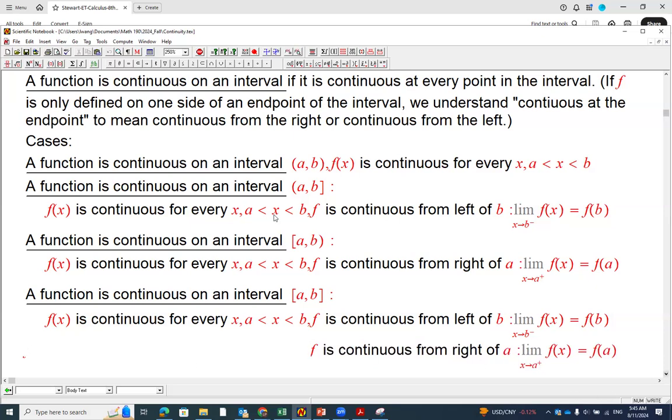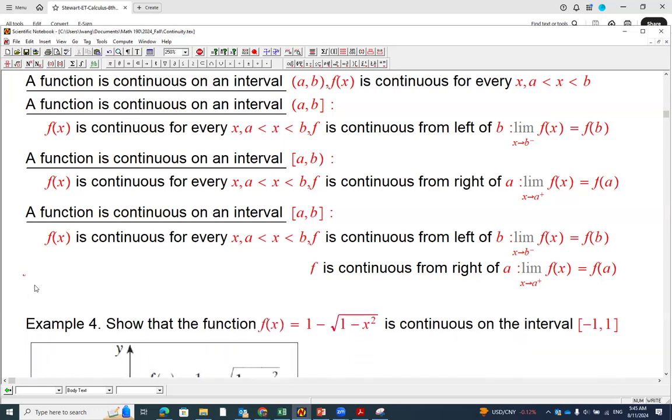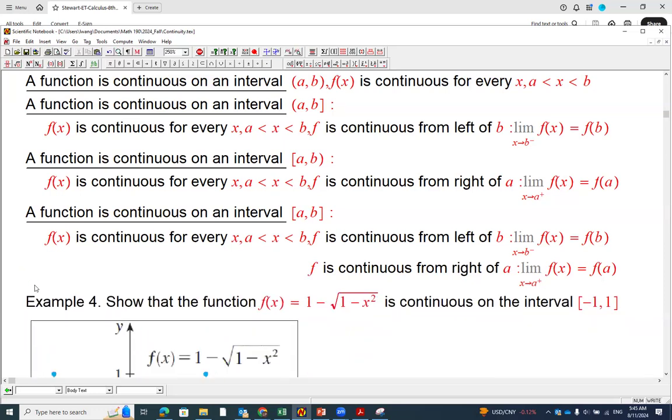So these are the interpretation of this definition. This is the interpretation of this definition. Okay, so we got one more example to cover, and that will end this lesson, and we do things next time.